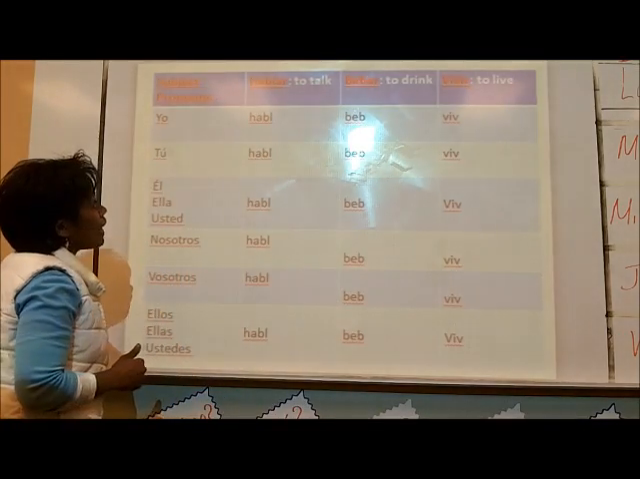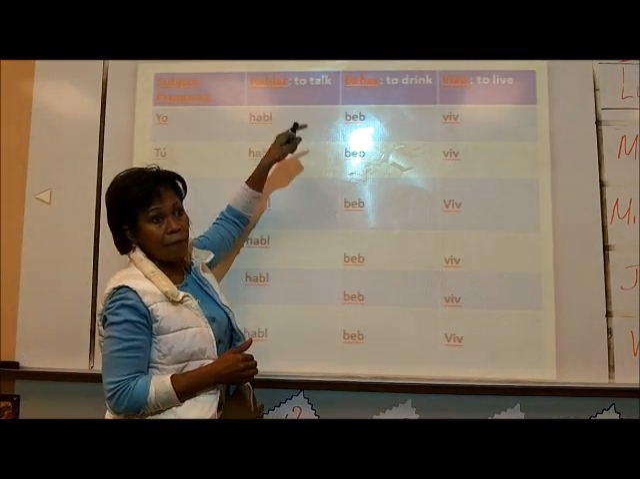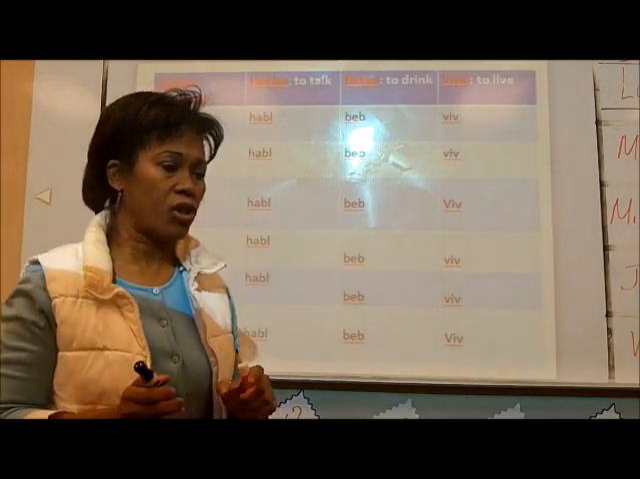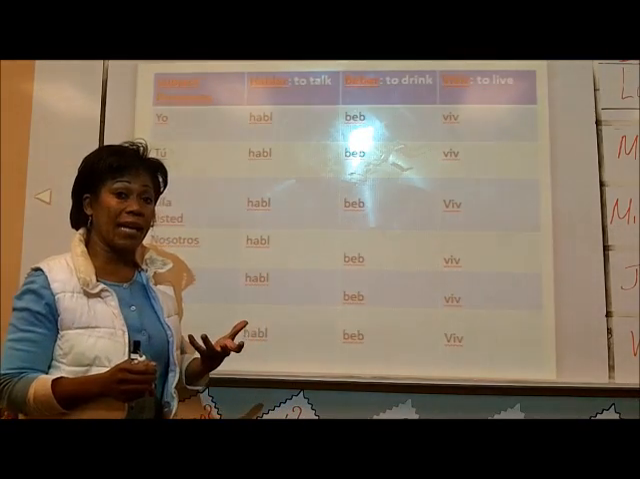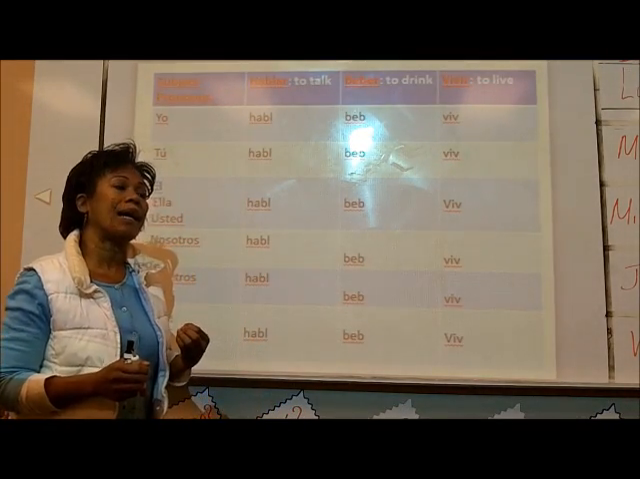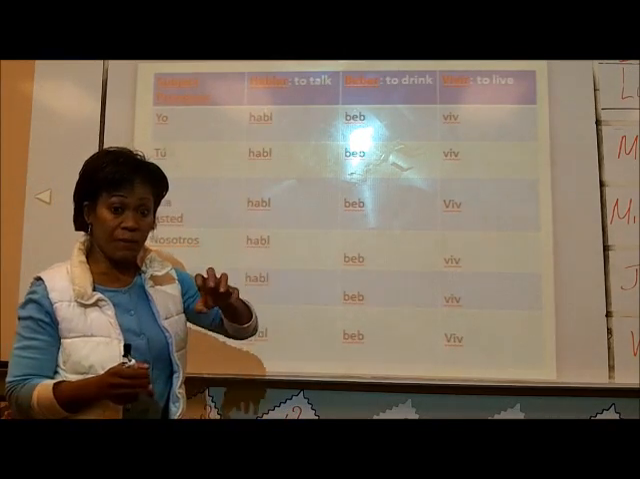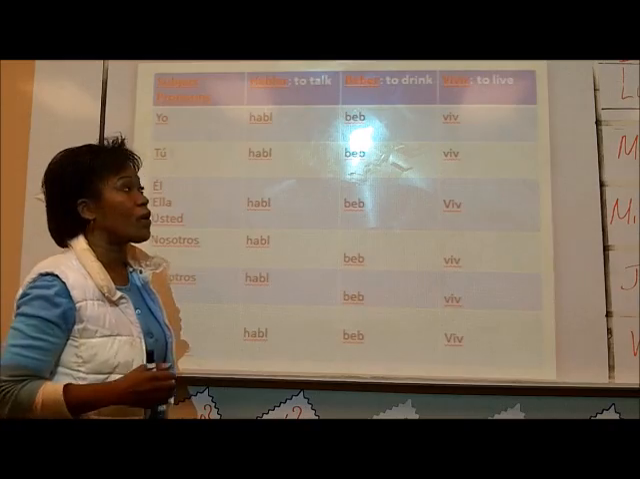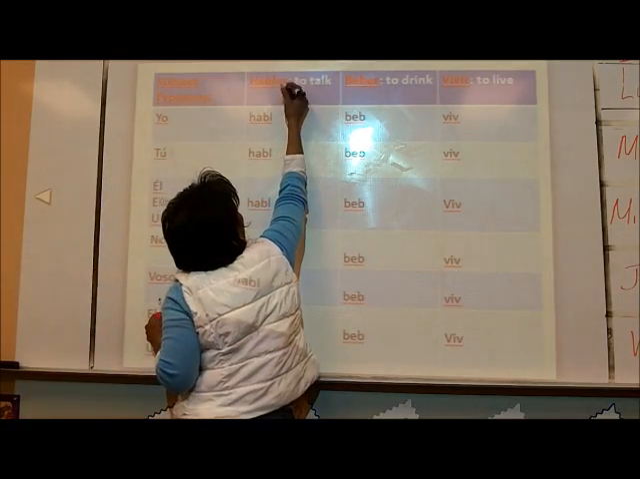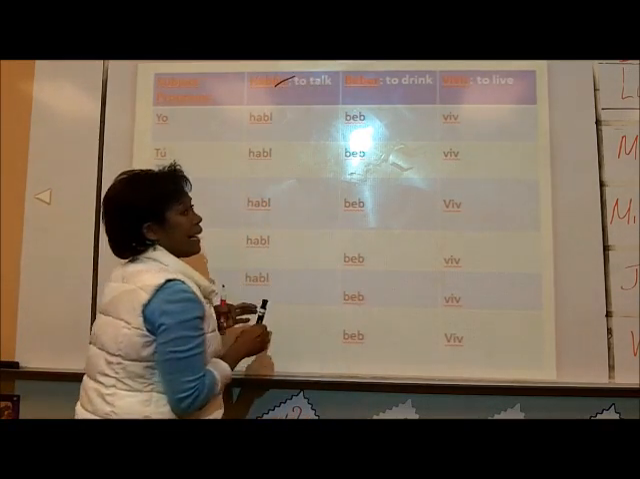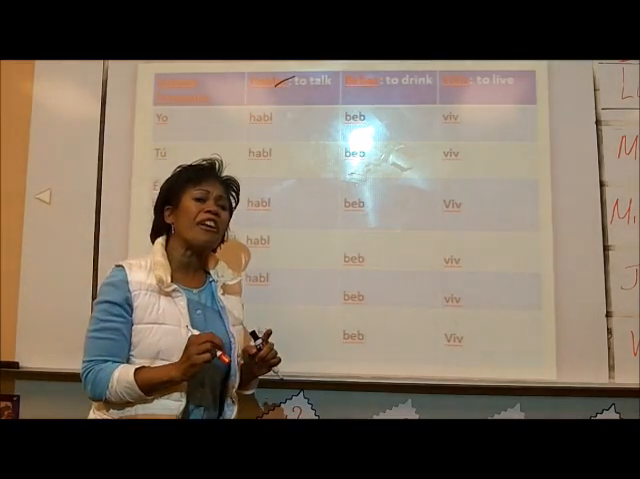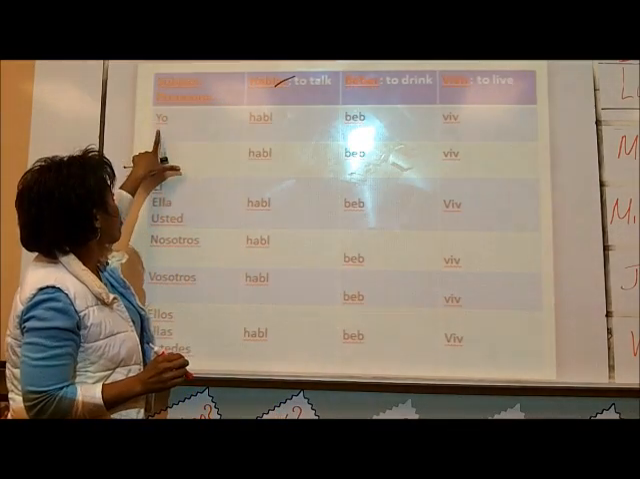Okay, so I'm going to conjugate my first verb, which is hablar. What do I mean by conjugation? When I say conjugating, I mean that I'm going to drop the AR. That's the first step that I need to do in order to conjugate this verb. I need to drop the AR, okay? And then I am going to add different endings according to my subject pronoun.